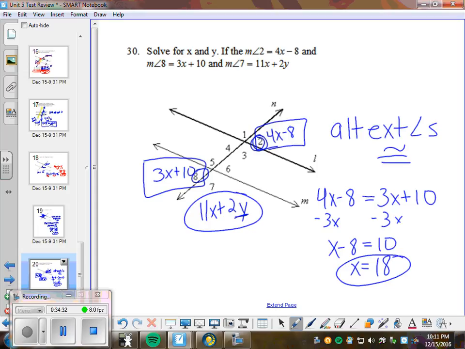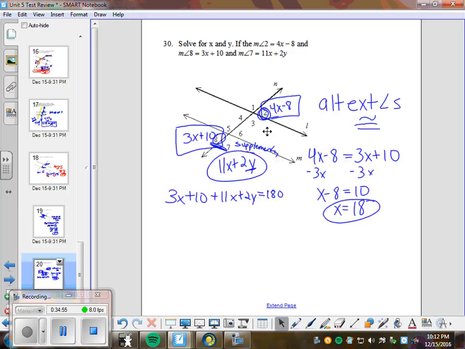The relationship between these two angles is they add up to 180. They're right next to each other. They make a linear pair, so they're supplementary. So they add up to 180. So 3x plus 10 plus 11x plus 2y equals 180. Now you say, well, we still have an x and a y. Well, we know what x is. X is 18, so we're going to plug in 18 here and here.